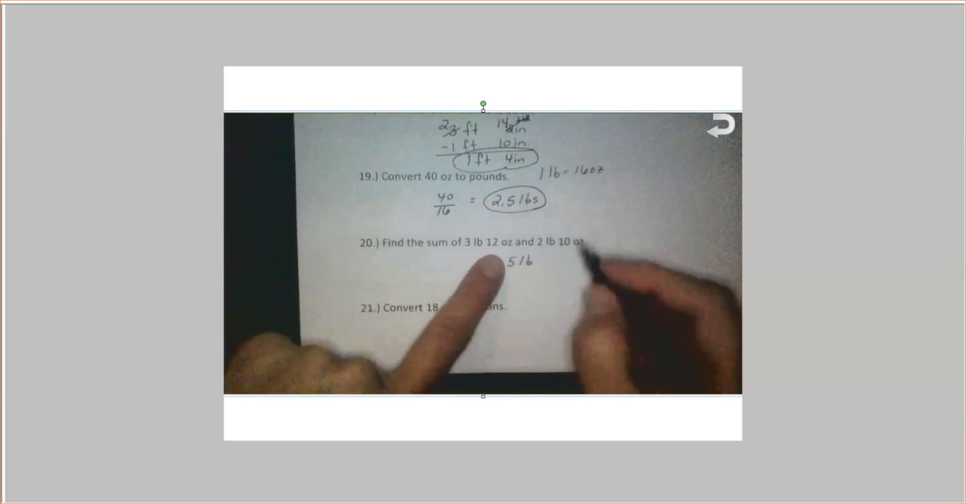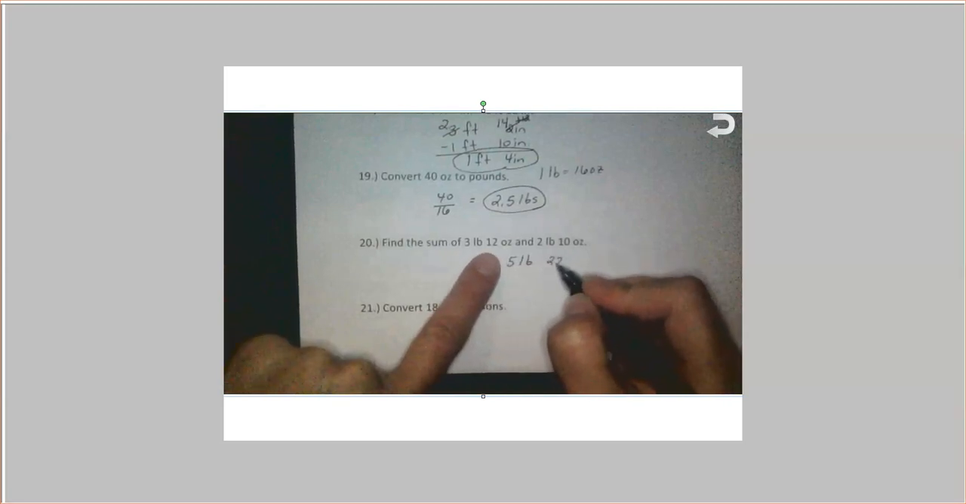Remember, sum means to add, so we're going to add these by just combining the like units. 3 pounds and 2 pounds make 5 pounds. 12 ounces and 10 ounces is equivalent to 22 ounces. Now, I do want to put this in the most simplified answer. Since there are 16 ounces in a pound, I can take out 16 ounces and add that as a pound. So that would be 6 pounds and 6 ounces. That would be the most simplified answer and the correct answer for number 20.